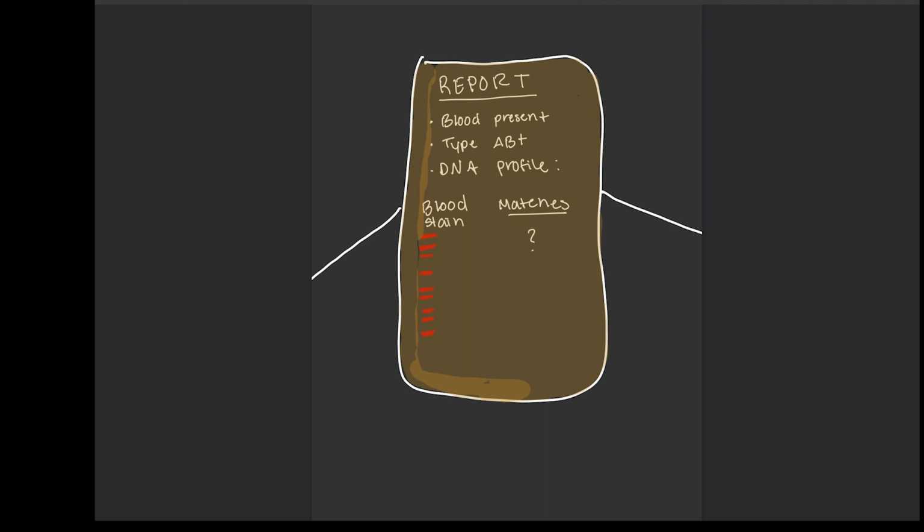Then at the end, the scientist provides a report saying that there was blood present, what type of blood, it was AB positive, and a DNA profile of the blood stain, and then you would find any suspect matches and compare it to this blood stain sequence from this test.